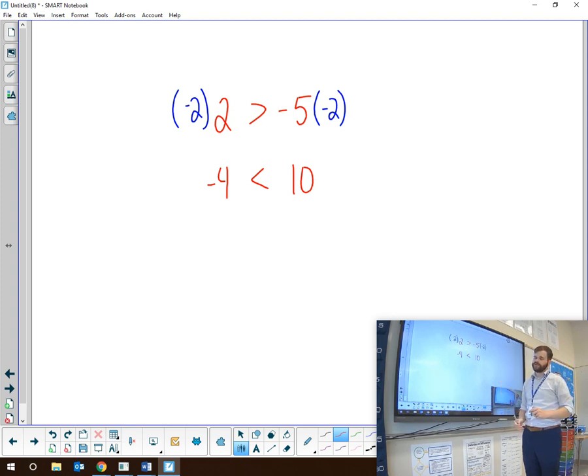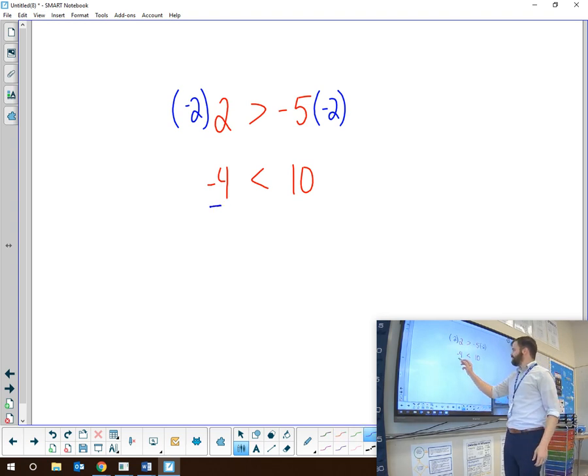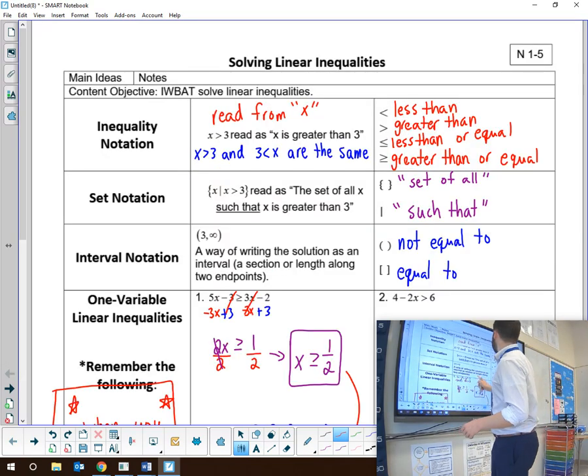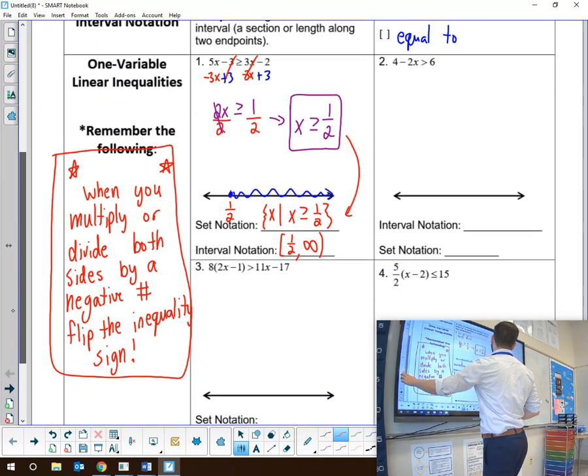It's very important for today's lesson. The same thing goes for division. If I divide this side by -2 and divide this side by -2, hey, look, we're back where we started. I'm at 2 and -5. And so once again, I need to flip this sign to be back where we started. That's going to really apply to this next problem, number 2 that we have here. So let's take a look at number 2.